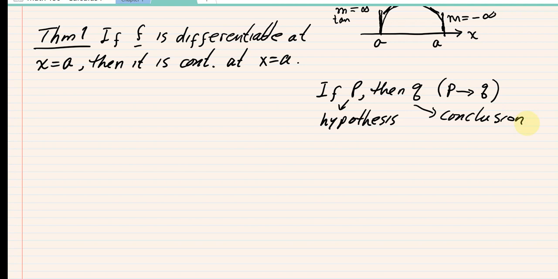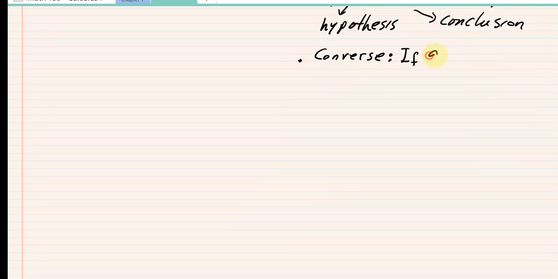Now, the other type of theorems that we have, we often talk about converses of theorems. The converse of an if-then theorem goes like this: if Q, then P. That would be the converse of the above statement. So in this case, if Q, then P would be the converse of if P, then Q. And then the other form of the theorem is called the contrapositive.